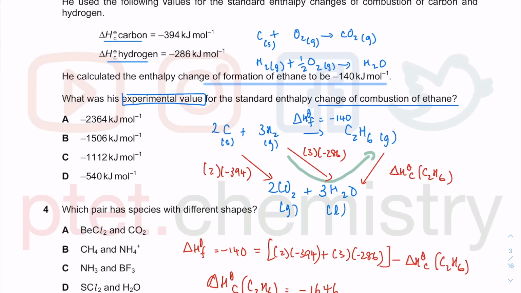1646. I move this to this side, and minus 140 moves to the other side, so I get plus 140. And I will get minus 1506 kilojoules per mole. So that is just going to be option B there.